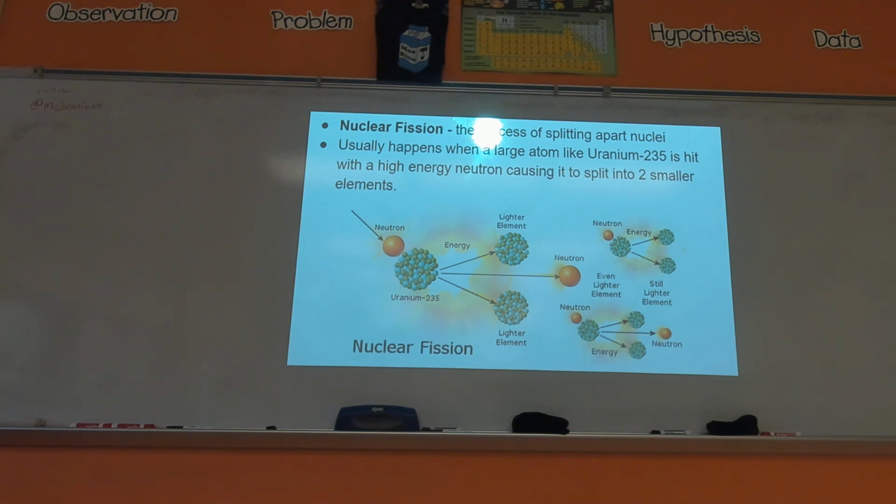Okay, so nuclear fission. Here's the idea. If you have a really large atom, like say uranium-235, pretty big atom. If you were to hit uranium-235 with a high-energy neutron, this will cause a nuclear fission reaction. Now, what famous movie recently was in theaters that has the nuclear fission reaction?